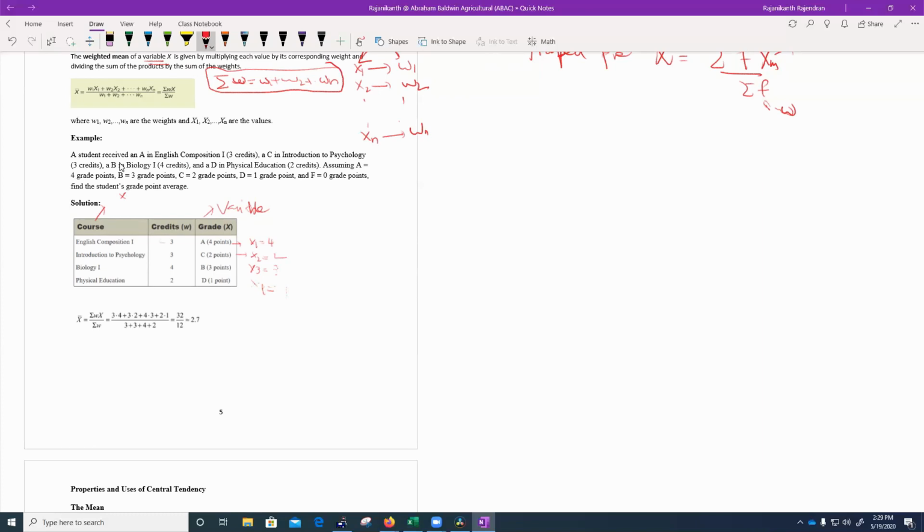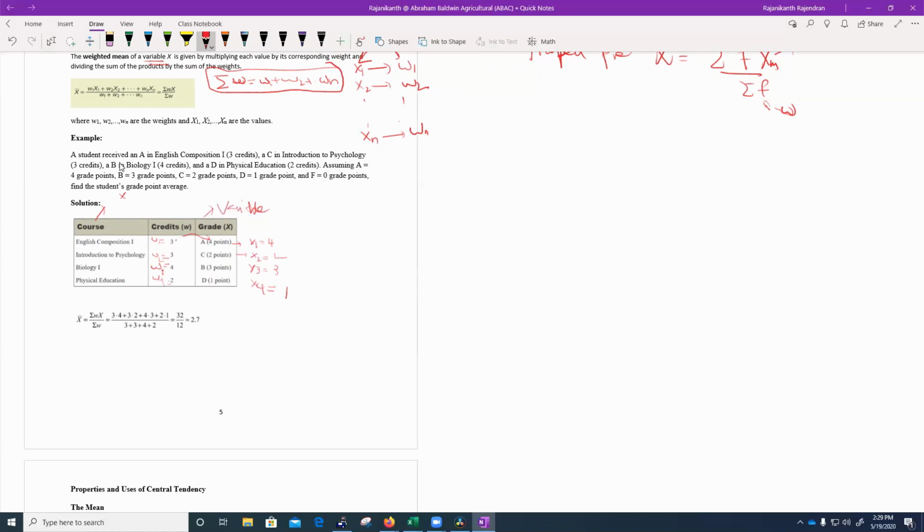So this is my W1, this is my W2, weightages in other words. This is W3 and this is W4. The question is, what is his overall grade point average, his GPA? So that is basically the weighted mean. The weighted mean is given by this formula. Simply multiply the weightage with the grade point.